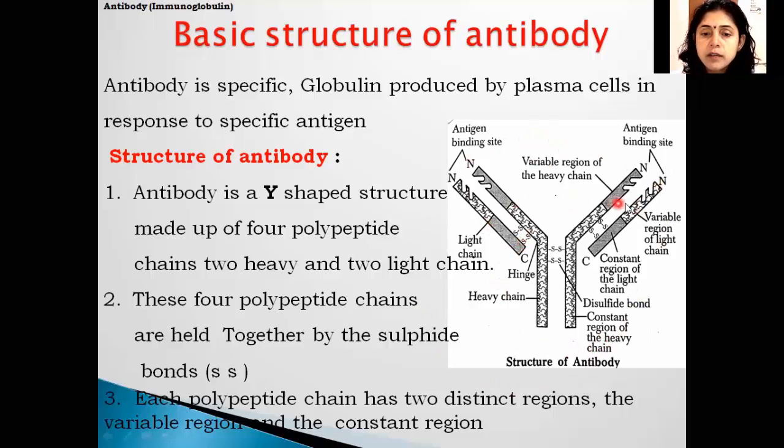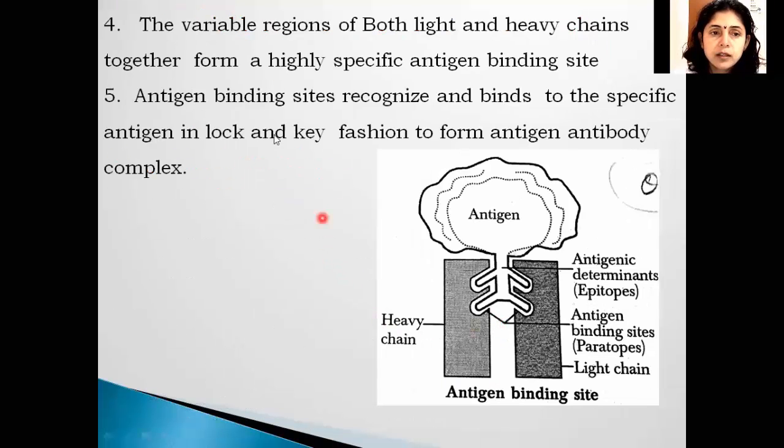So this has polypeptide chains; in total it has 4 polypeptide chains, in which there are 2 light chains and 2 heavy chains. The upper portion here is the variable region, and the lower portion is the constant region. Here the variable regions on both the light and the heavy chain together form a highly specific antigen binding site.